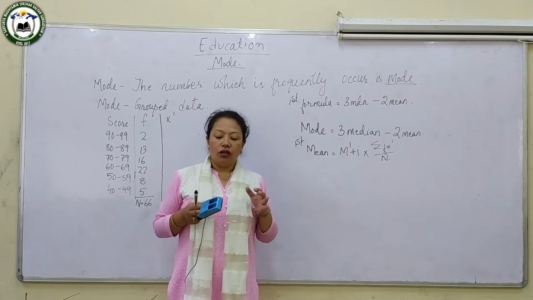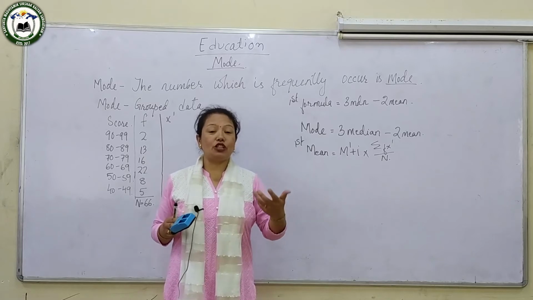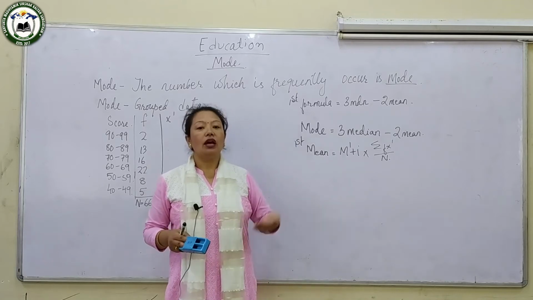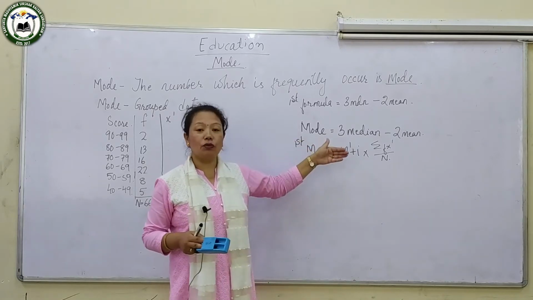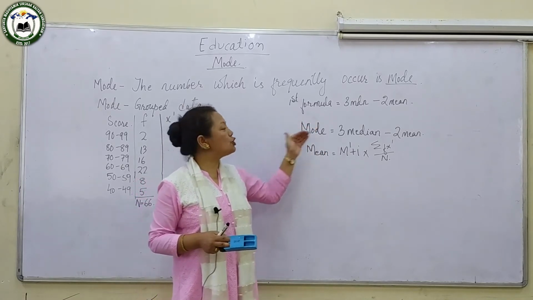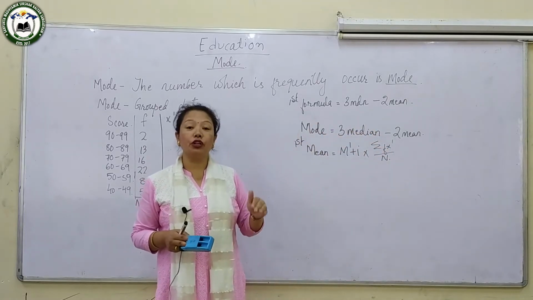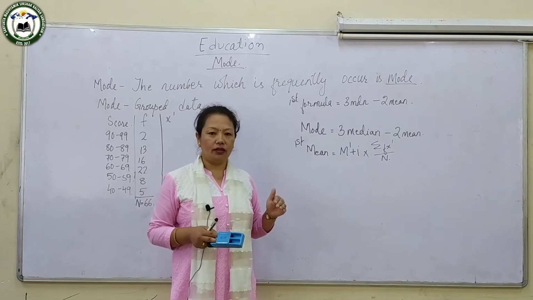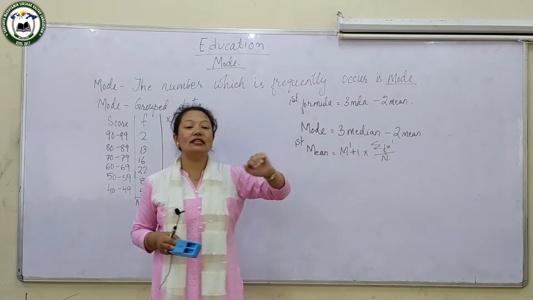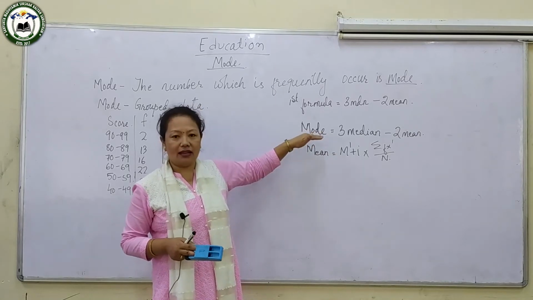Karl Pearson wanted to express the relation between the mean, median and mode, and because of that he devised this formula. According to him, if you know the value of any two, the mean and the median, it will be easier for you to compute the third one. That means if you know the mean and the median, it will be easier to find the mode of that particular class.